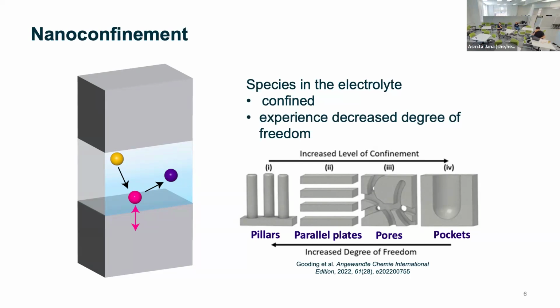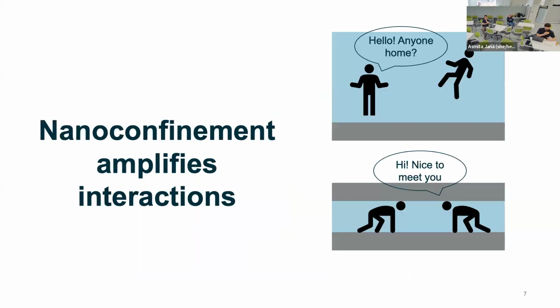Imagine if you didn't have such a large room and you had a smaller one, or maybe you were in an elevator and then she walks in. It's going to be so much easier to meet her, say hi, grab that lunch, right? So that is the essence of nanoconfinement. You're essentially enhancing the possibility of interactions by restricting how much things can move.